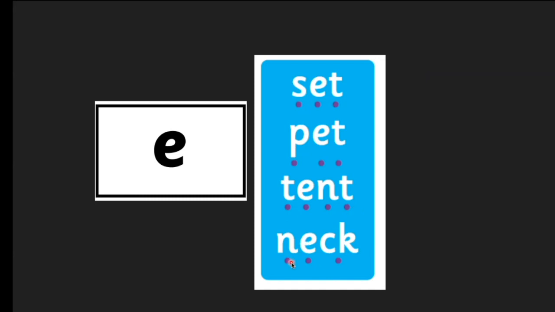Next word. Let's count the sounds. 1, 2, and 3. So for this word, again, we have 3 sounds. Let's go on to the next, first sound. Neck. What's the word? Neck. All right, there you go. The word is neck.